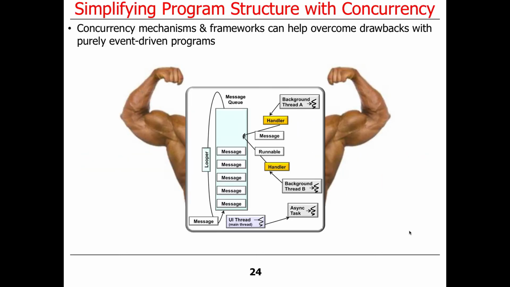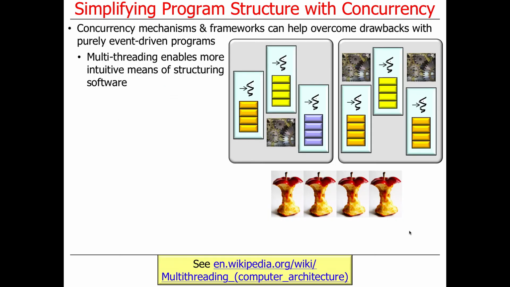So let's talk about how we can simplify program structure using concurrency. What this will allow us to do is help us overcome some of the drawbacks with purely event-driven programs. And in particular, it's going to make things arguably more intuitive, and you'll see why in a second. And it will undoubtedly scale better than the purely single-threaded event-driven approach because we'll be able to have multiple threads of control running, some of which are downloading files, some of which are responding to the user interface, some of which are doing other things. So it's going to be more responsive and more scalable and ideally better structured as well.